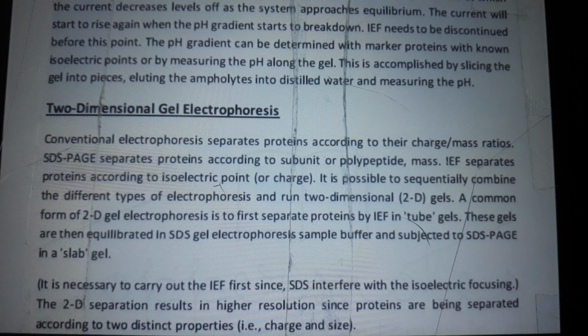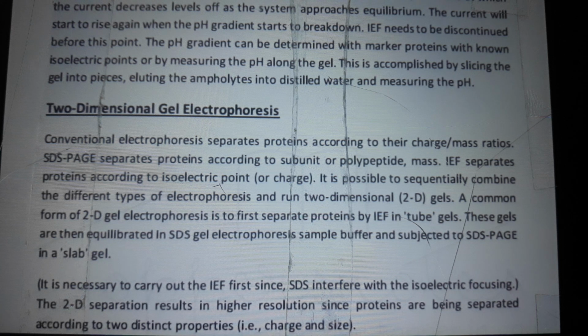Two-dimensional gel electrophoresis. Conventional electrophoresis separates proteins according to their charge-to-mass ratio. SDS-PAGE separates proteins according to subunit or polypeptide mass. IEF separates proteins according to isoelectric point or charge. It is possible to sequentially combine the different types of electrophoresis and run two-dimensional, or 2D, gels.